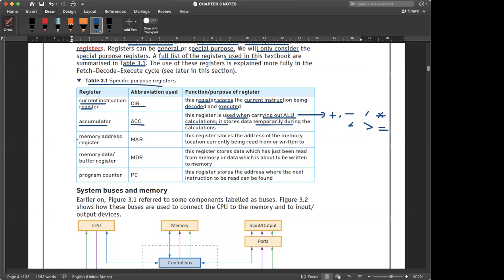No. Next is the memory address register, that is called MAR. This register stores the address of the memory location currently being read or written to. What does it mean? Let's suppose there is a register. Okay, it stores the address. What do you mean by address? This is data, like I'm writing ABC. Definitely data is stored somewhere in the memory. So the place where it is stored in the memory has an address. This is the thing called address.